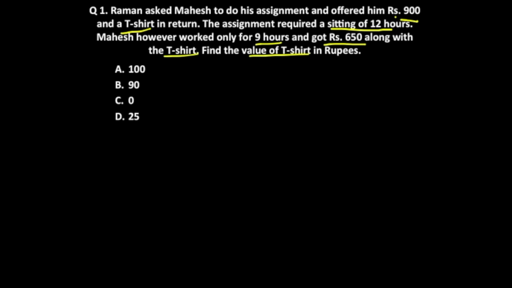This may seem like an easy question, but certain students have made follies in the question and they have gotten the answer wrong. So we'll try to see how we can avoid making certain mistakes. So prima facie, what we can do is write a first equation which would be like this. So Mahesh is getting 900 rupees and the t-shirt. For that he'll have to sit for 12 hours.